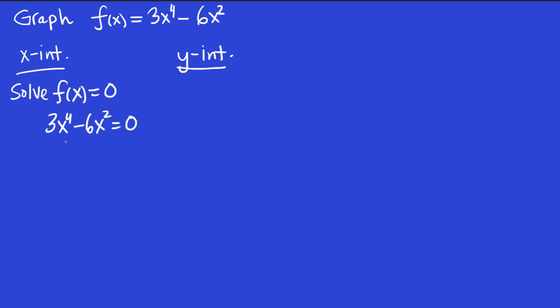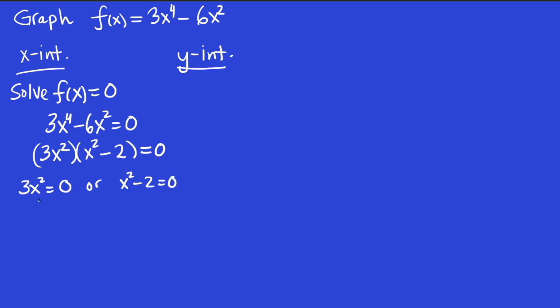And then why don't we factor this? So we have a common factor of 3x squared. So it'll be x squared minus 2. And if the product of two things is 0, that means either the first factor is 0 or the second factor is 0. So either this is 0 or this is 0. We basically solve each of these individually now.